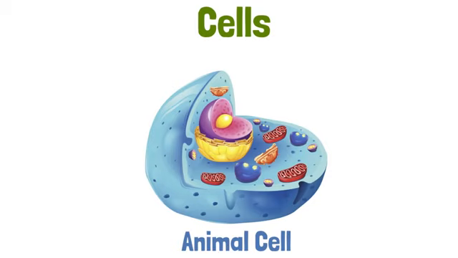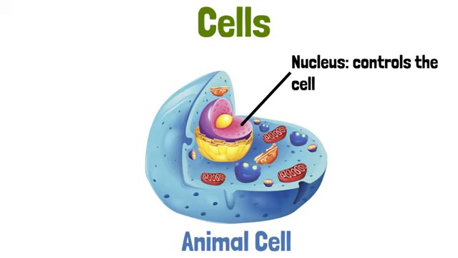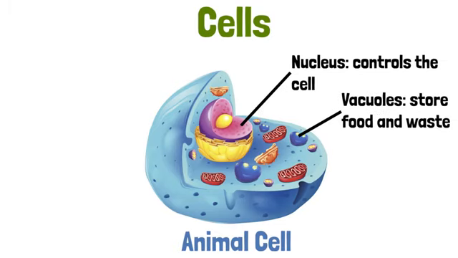Almost every animal cell has a nucleus. The job or function of the nucleus is to control the other parts of the cell. The nucleus is a lot like your brain. Just as your brain sends messages to the various parts of your body, the nucleus sends messages to the other parts of the cell. The purpose of vacuoles is to store nutrients, such as sugars, for the cell.